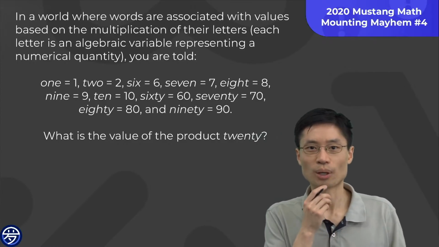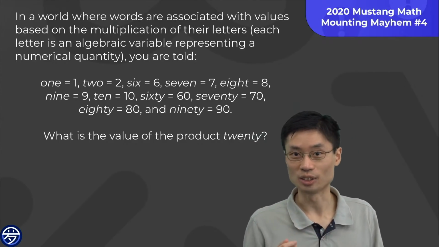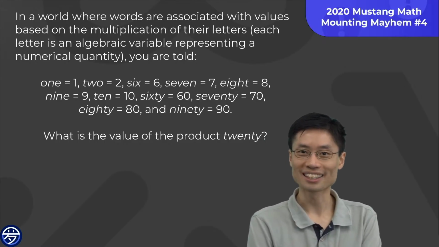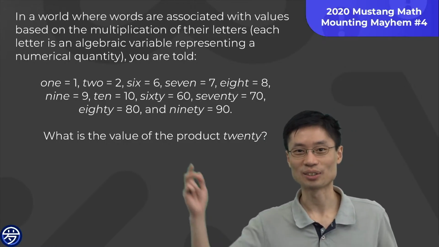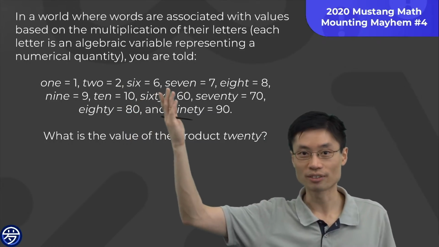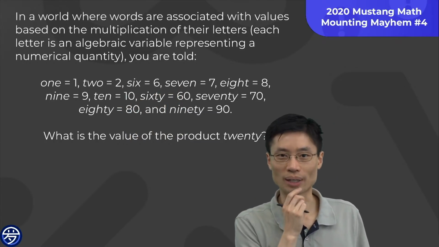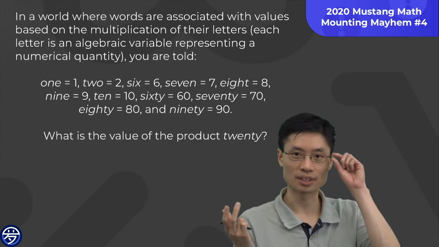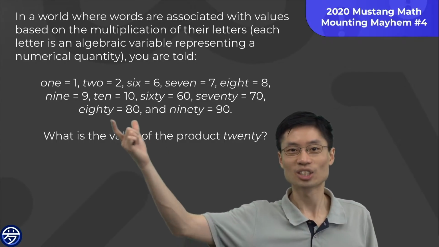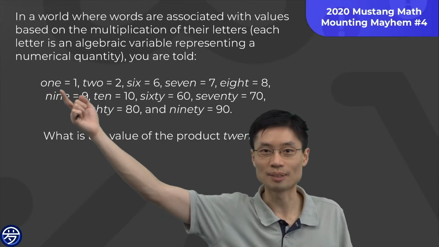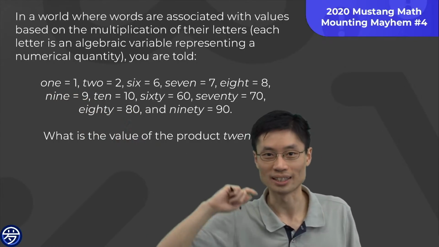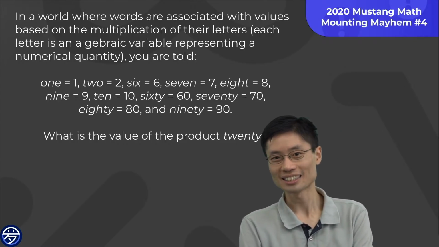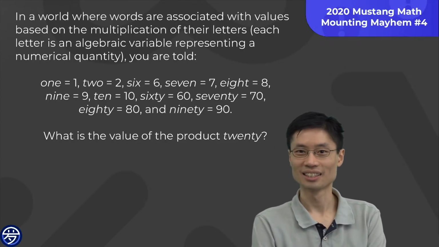In a world where words are associated with values based on the multiplication of each letter. Oh no, you want to multiply? I'm used to adding. Each letter is an algebraic variable. You are told 1 is 1, 2 is 2. I get it. Okay, multiplication of their letters. Oh, neat. So this is saying that somehow O times N times E is 1. T times W times O is 2. S times I times X is 6.